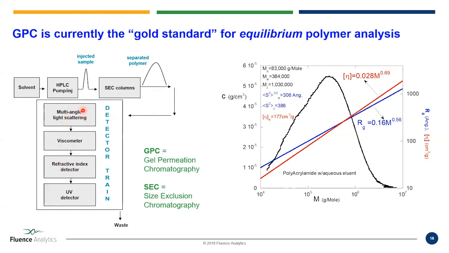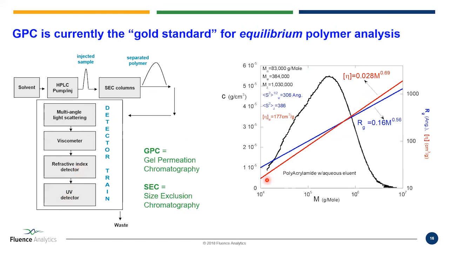We already mentioned some of the virtues of multi-angle light scattering. If you have particles, say, many tens or hundreds of nanometers, viscometer, you get that intrinsic viscosity, an important architectural feature of your polymers. Refractive index or UV, they both measure concentration.